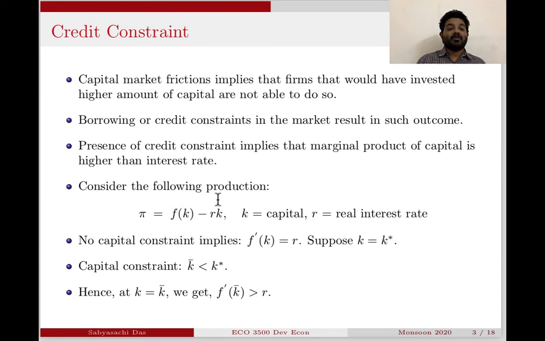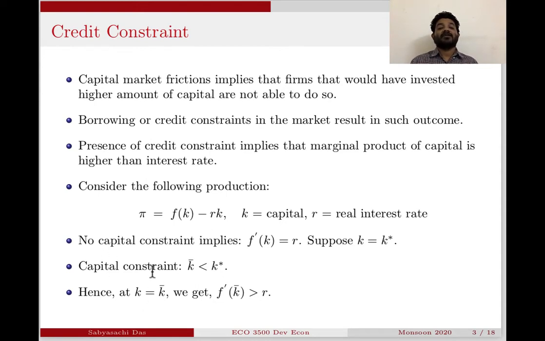Now, if you are not constrained as a firm to borrow this capital, then what you will do is equate the marginal product of capital with the interest rate, right? That's the first order condition, the profit maximizing action. If you want to maximize profit, the first order condition is f prime k minus r equals 0. So you equate the marginal product of capital with the interest rate. Suppose k equal to k star solves that equation. Basically, k star is the profit maximizing level of investment that you will make if you are not constrained to borrow.